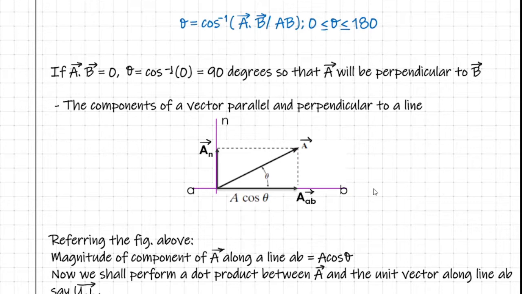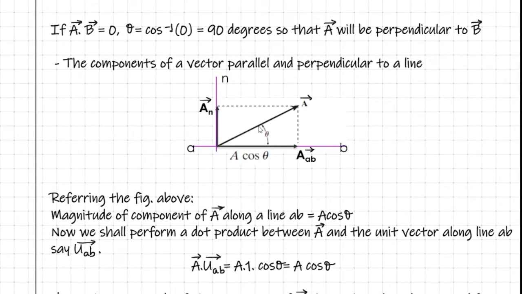So now let us find out how to obtain the component of vector A along the line AB and along the line N. Remember that AB and N are perpendicular to each other. Accordingly, we are talking about the rectangular components of vector A. Now, referring to this figure, we know from our earlier discussions in the previous classes how to obtain the rectangular components. If the length of the vector is A, obviously the magnitude of its component along AB will be A cos theta.